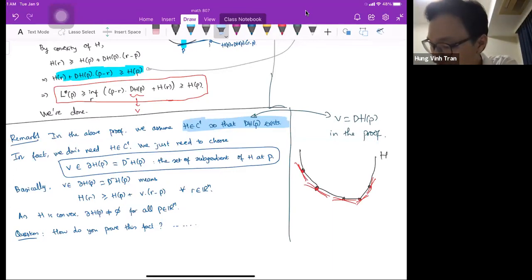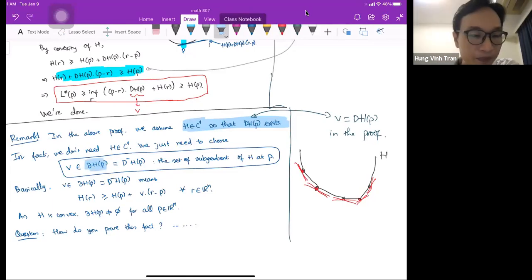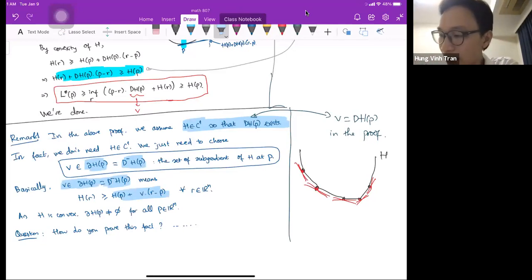So this is del of H at P, or D minus of H at P, the definition of the subgradient at P. We say that a vector V is in the subgradient set exactly if the affine function is below H and it touches the graph at P, right? So this is called a supporting hyperplane. So this is an affine function, if you wish, or a supporting hyperplane.